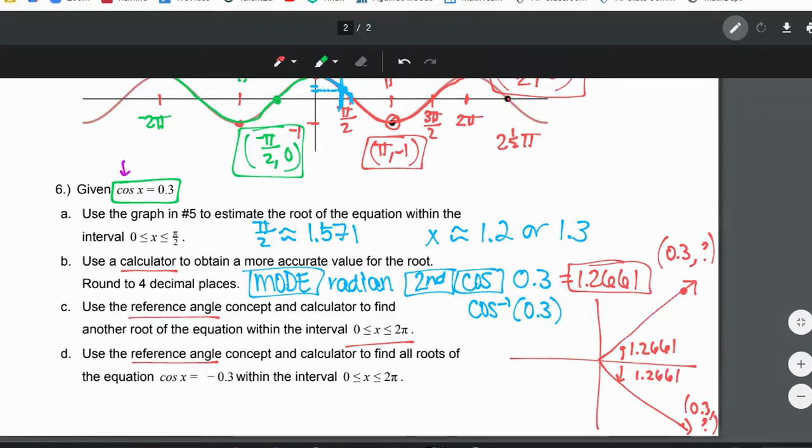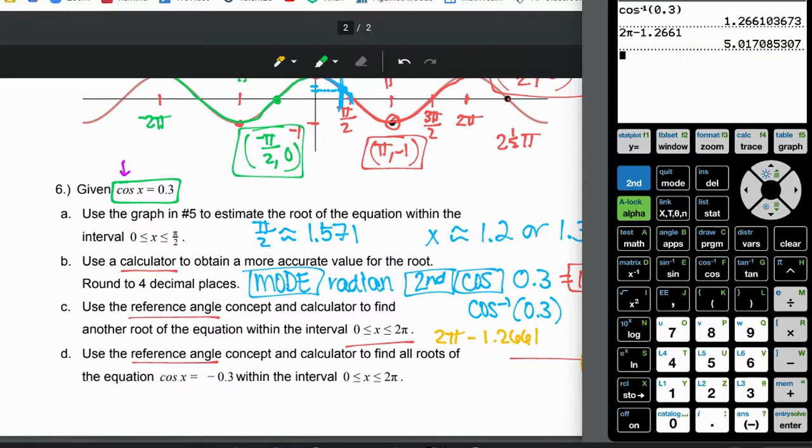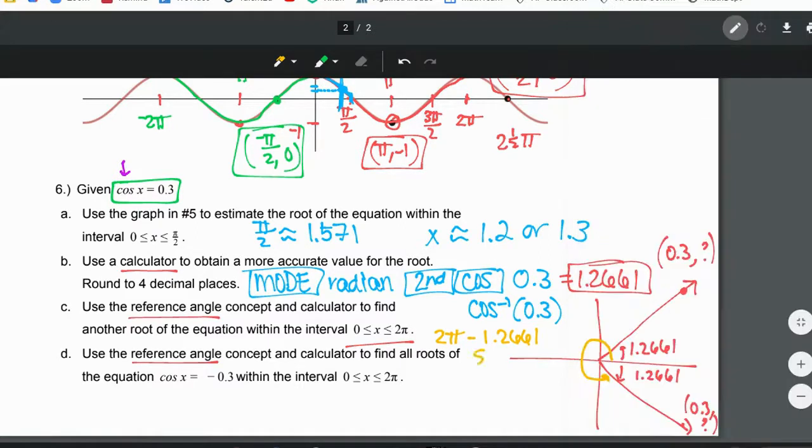And so to get there, we could go almost 2 pi, but we would stop short. So we would go 2 pi, but we would subtract off 1.2661. And that gives you another angle. So that angle is 5.0171.